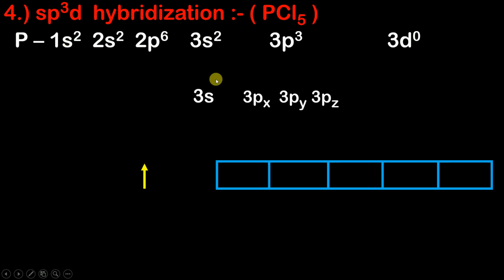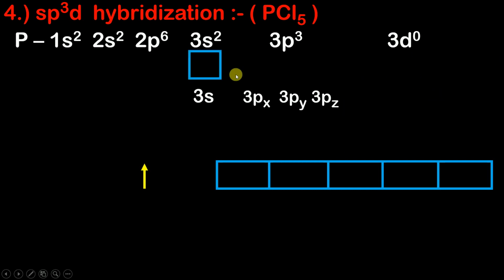So this s subshell is divided into 1 orbital and we name it 3s. This p subshell is divided into 3 orbitals, px, py, pz, and the 3 indicates the energy level, and this d is divided into 5 orbitals that I have not written over here. I will write it afterwards as we move ahead in the video, because here I have less space and they cannot be fitted.